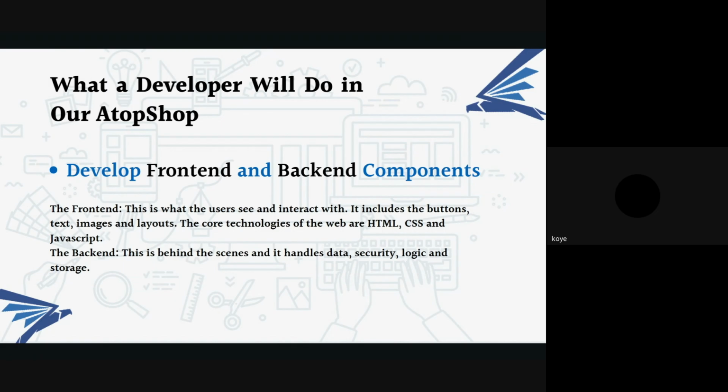So now we'll talk about what the developer will do in our ETOP shop. When developing a web app, we have the front end and we have the back end. I'll be talking to you about the front end. The front end is what the users see and interact with. So the buttons you see, the text, the images, the layouts that you see on your web browser, that is the front end. We have three core technologies for the web: HTML, CSS, and JavaScript.